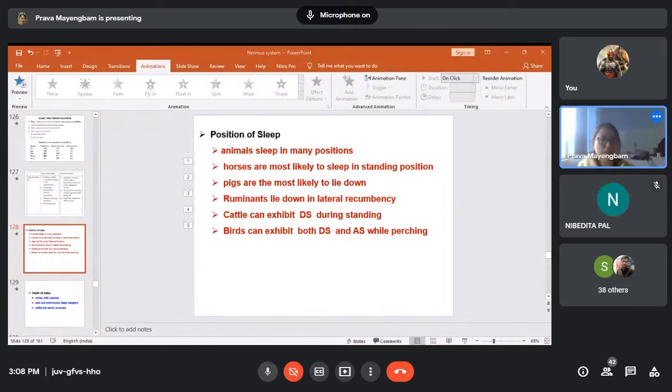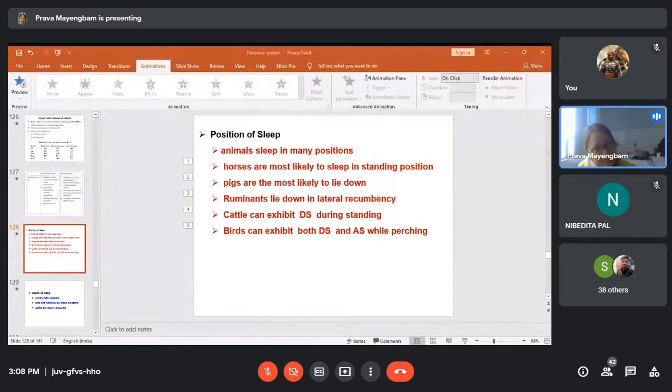As per the position of sleep, animals can sleep in many positions. Say horses are most likely to sleep in standing position. While standing itself, they can sleep. Pigs are most likely to lie down when sleeping. Pigs tend to lie down. Ruminants lie down in lateral recumbency.